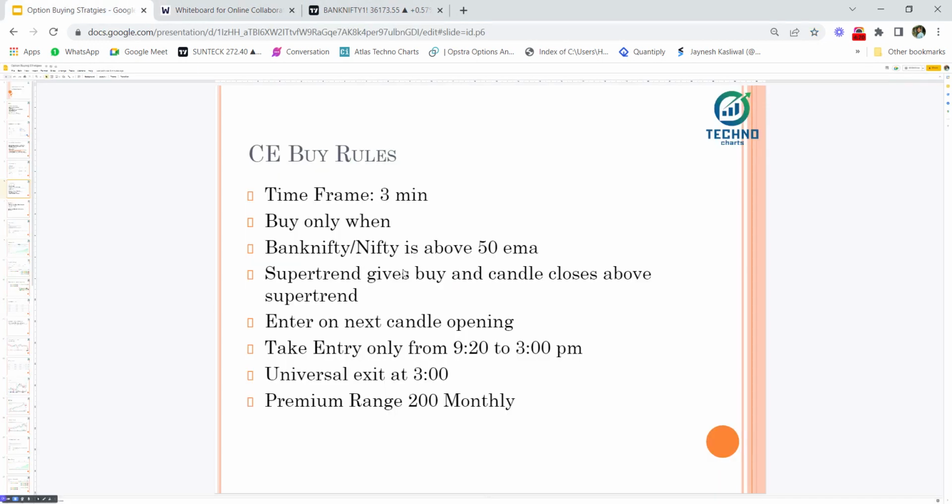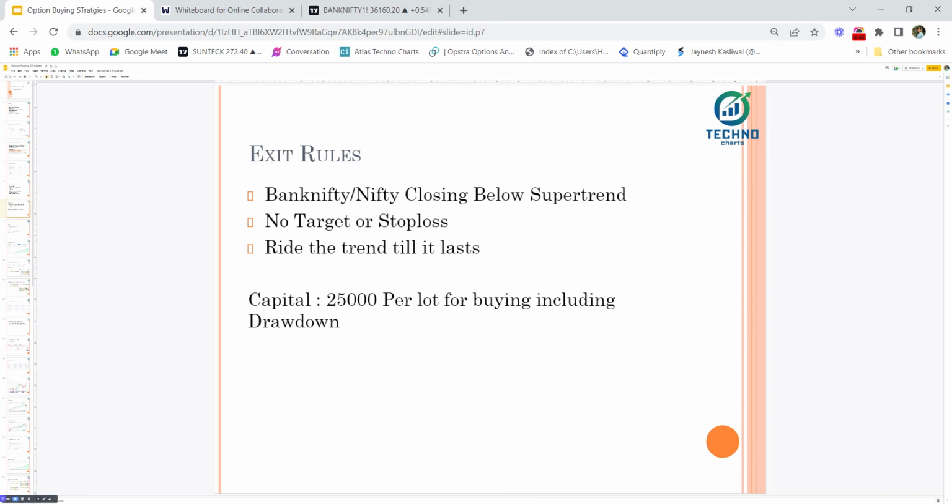So whenever the super trend gives you a buy signal, the candle should be closing above the 50 EMA. Then only the indicator will give us a buy signal. Enter on the next candle opening whenever the indicator gives you a buy signal, and take entry from 9:20 to 3 p.m., and the universal exit is at 3 p.m. For premium ranges, you have to select monthly premiums that are trading near 200 rupees. I am repeating again, right?